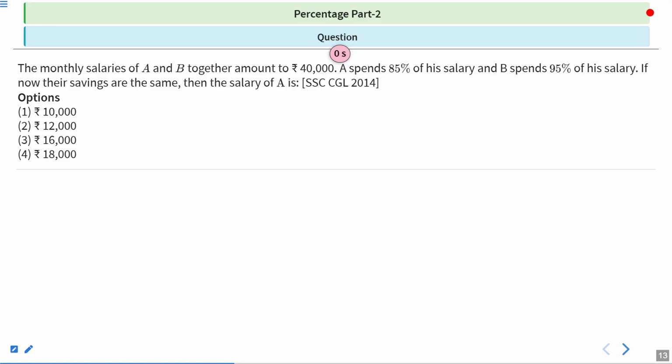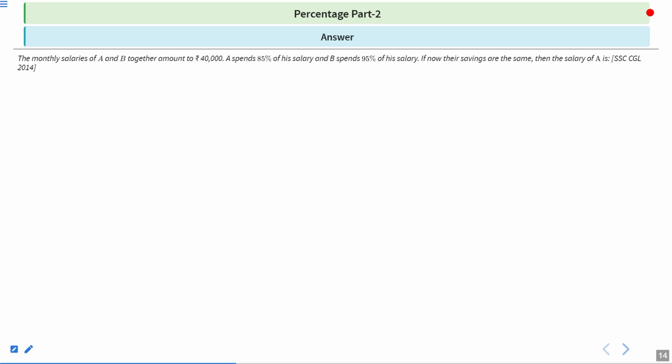Now time's up. Let's see the solution of this question. The question says that the monthly salary of A and B together amount to 40,000, and it is also given that A spent 85% of his salary and B spent 95% of his salary. Their savings are the same, so the salary of A is... The correct answer of this question is first, which is 10,000 rupees.